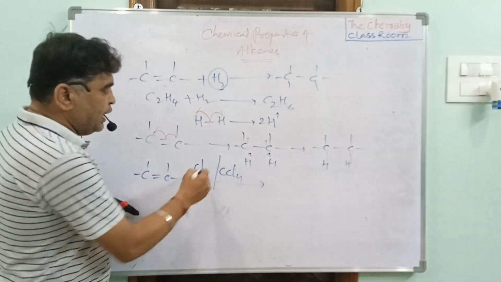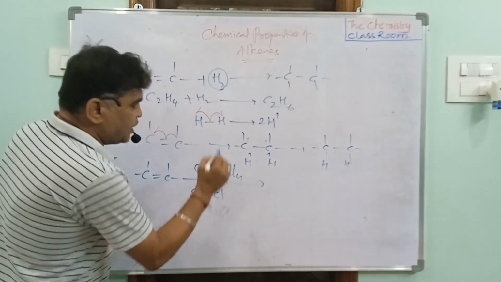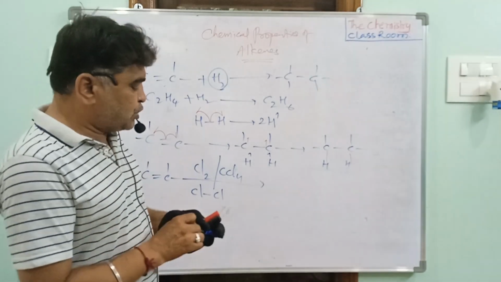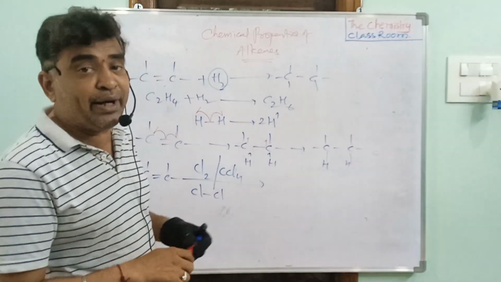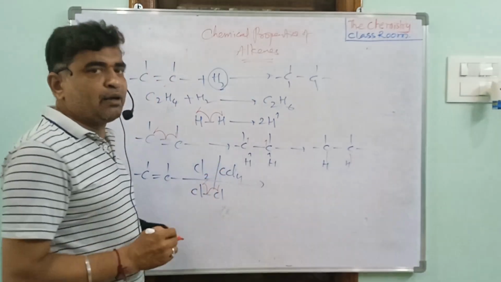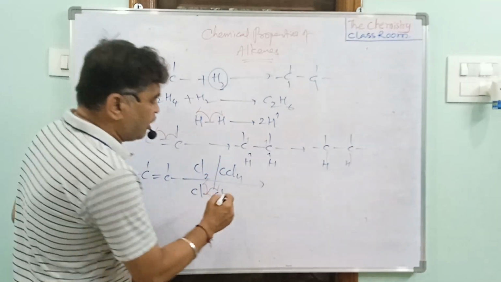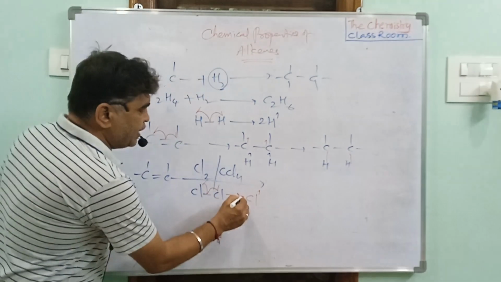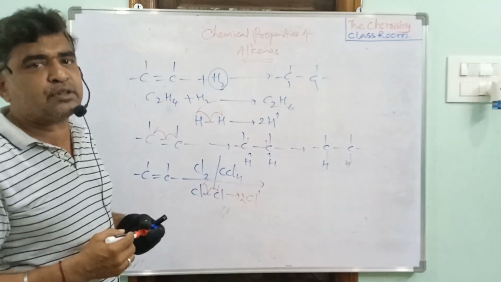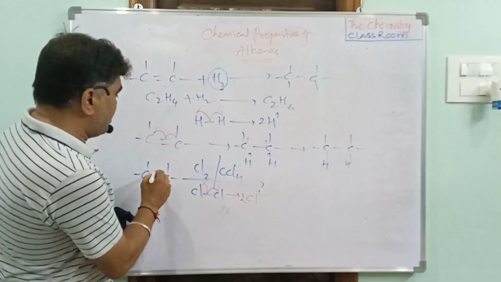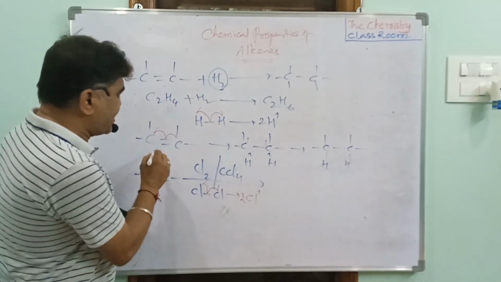So here what happened? The chlorine atoms are the same electronegative atoms, both have the same electronegativity. So here also the bond is cleaved homolytically. The electrons move towards one chlorine and the second chlorine. What you get here is chlorine free radicals. How many? Two chlorine free radicals are formed. When chlorine free radicals are formed, here also the bond is cleaved homolytically.